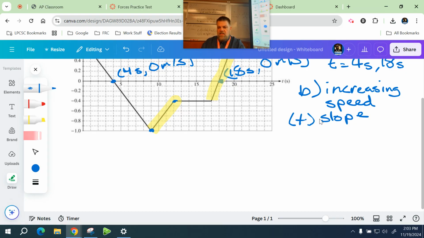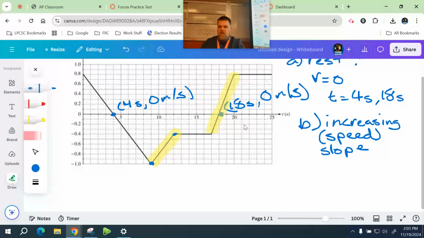I gotta come back. It's not going to be just the positive slope. It can also be a negative slope. So, for example, remember speed is just talking about magnitude. It's not talking about direction. And so we've got to talk about that.